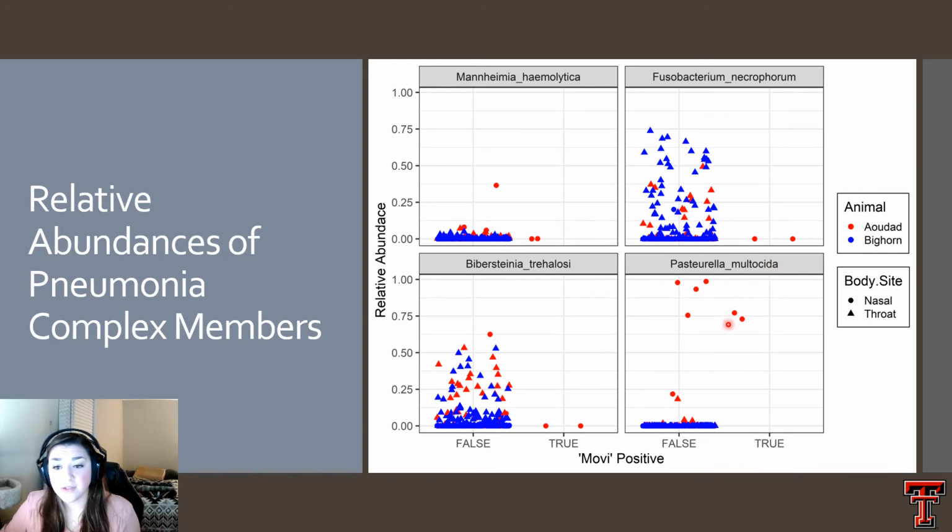Our Pasteurella multocida is actually quite high for the 2 audad that were carrying MOVI. We also have these 4 audad, and as of right now in my data, they are still alive. I am waiting on some collar data to come back, but as far as I know, they are still alive.